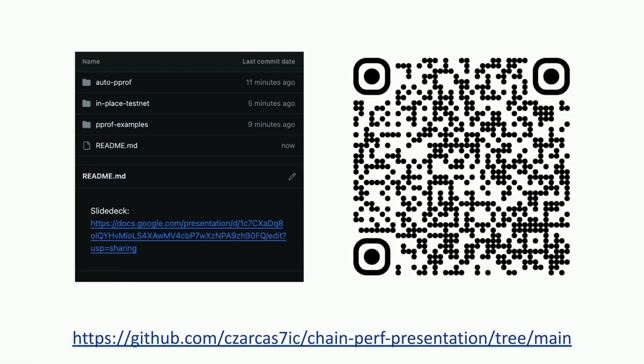This is the last slide. Everything I just talked about, the slide deck, the pprof examples, the code to actually wire in that in-place testnet if you're interested, as well as auto pprof. What we made is a GitHub action that actually profiles all the code automatically. It's not plug and play. You're going to have to do your own thing, but still, I think it might be useful for you all.